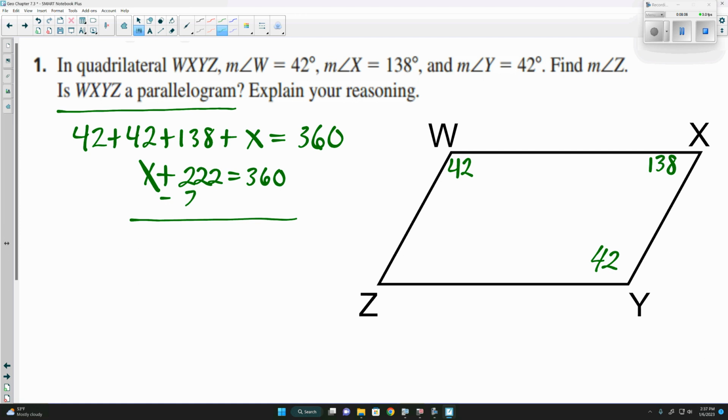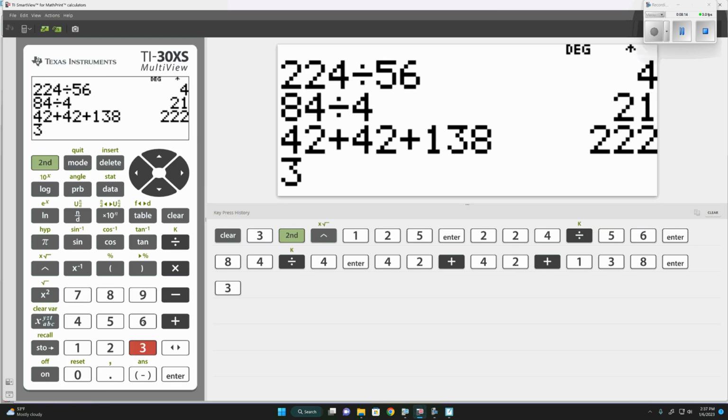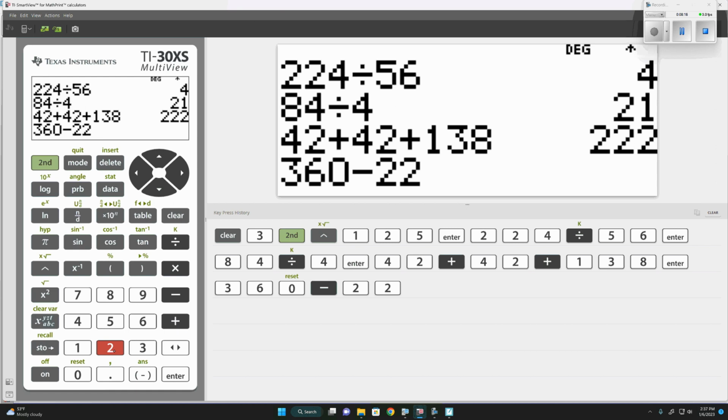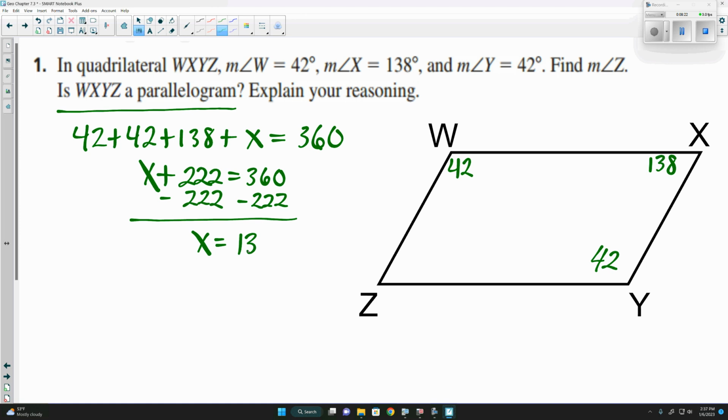And if we subtract 222 from both sides, 360 minus 222, we get 138. So the measure of angle Z is indeed 138 degrees. Were you doubting me?